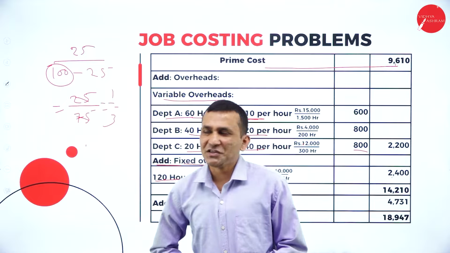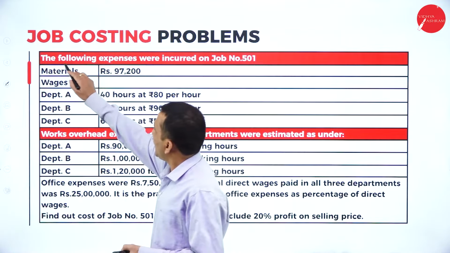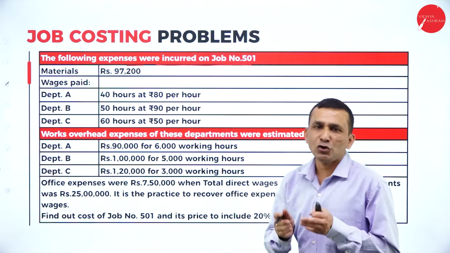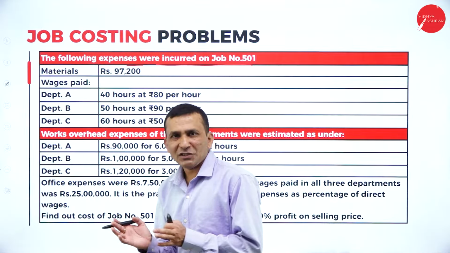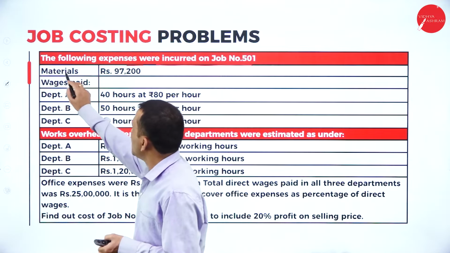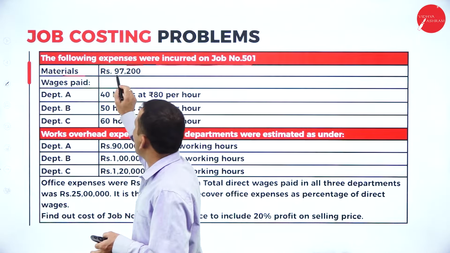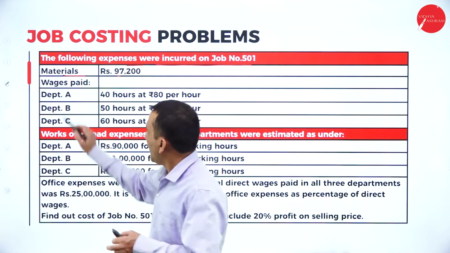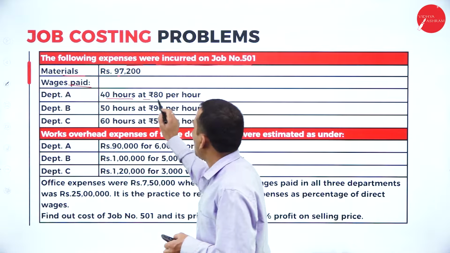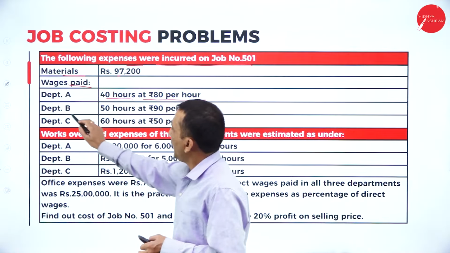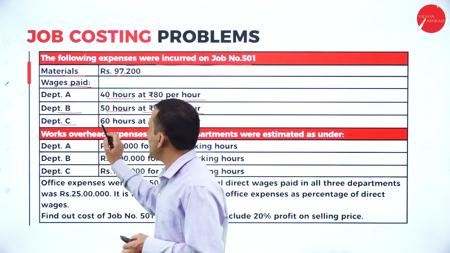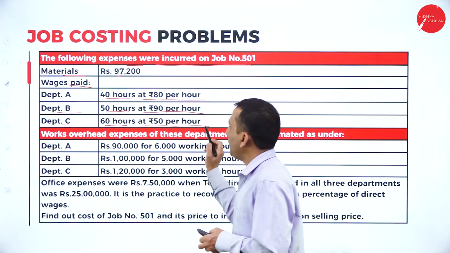Moving to the next question. Here, the following expenses were incurred on job number 501. Okay, so the direct information and indirect information is given in the question. Direct material is 97,200, and the wages paid: department A 40 hours at rupees 80 per hour, department B 50 hours at 90 per hour.